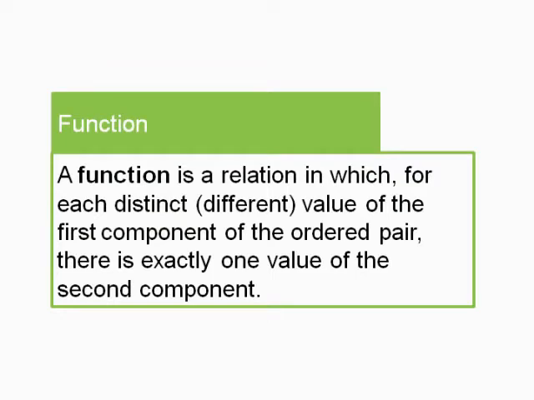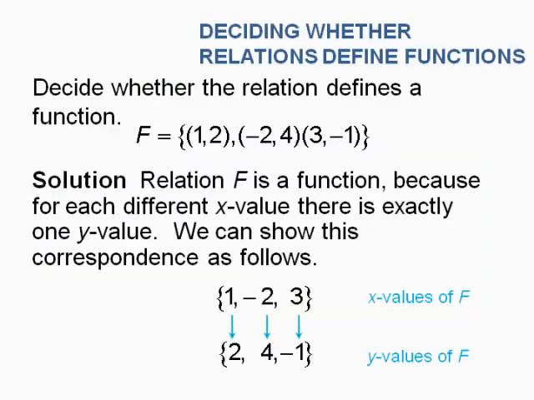And once again, here's the book's distinct definition. A function is a relation in which for each distinct, now I slipped that word different in there, y'all know me, value of the first component. So here's how other books will say it. Now notice first component, another name for what? X of the ordered pair. There is exactly one value of the second component, y. So don't let the textbooks fool you with some of this stuff.